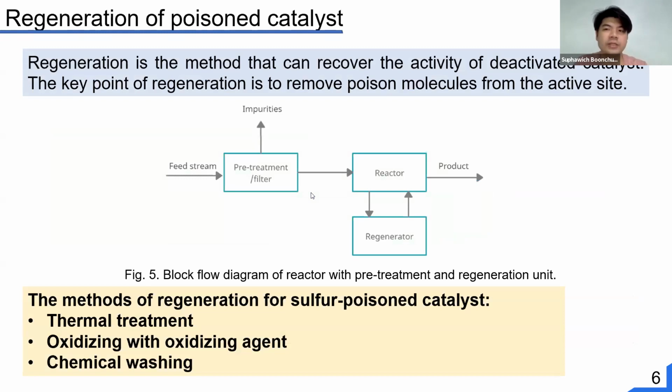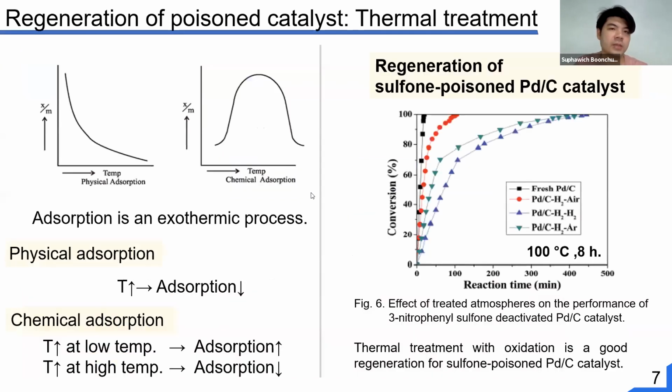Regeneration can recover the activity of the catalyst. The key point of regeneration is to remove poison molecules from the active site. The methods of regeneration for sulfur-poisoned catalysts are thermal treatment, oxidizing with an oxidizing agent, and chemical washing. The first is thermal treatment. Thermal treatment is the method that applies heat energy to the system. The adsorption is an exothermic process, so increasing the temperature makes the poison desorb.